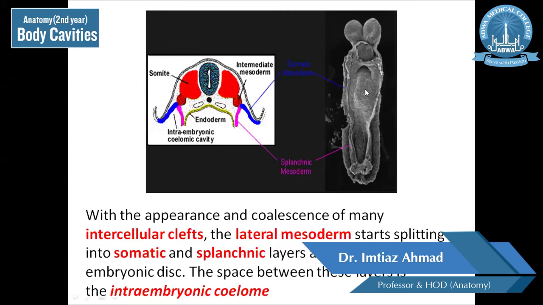Okay? So I repeat. With the appearance and the coalescence of intercellular clefts in the lateral mesoderm, it splits into somatic and splanchnic layers all around the embryonic disc. Then the space between the two is the intraembryonic coelom, which is the future peritoneal cavity in the abdomen, pleural cavity, and pericardial cavity in the thorax.